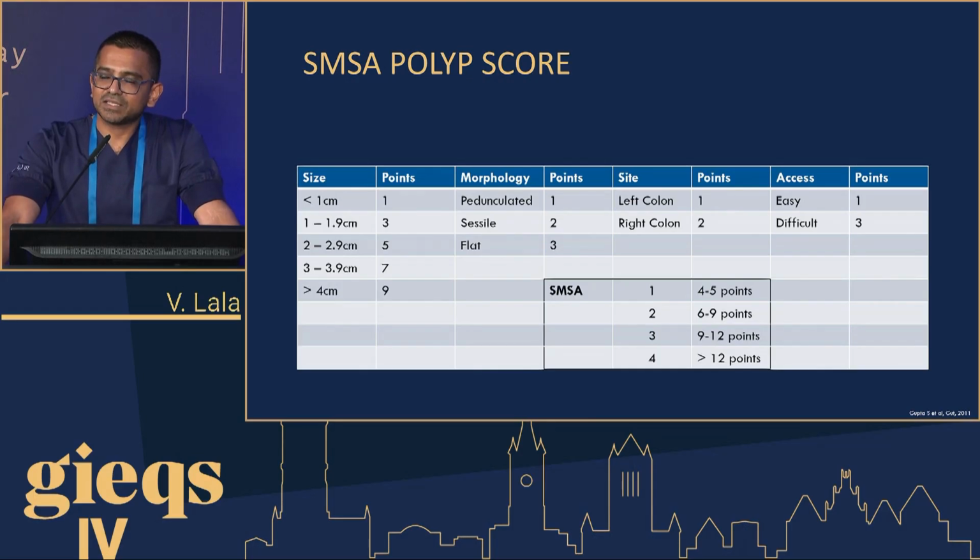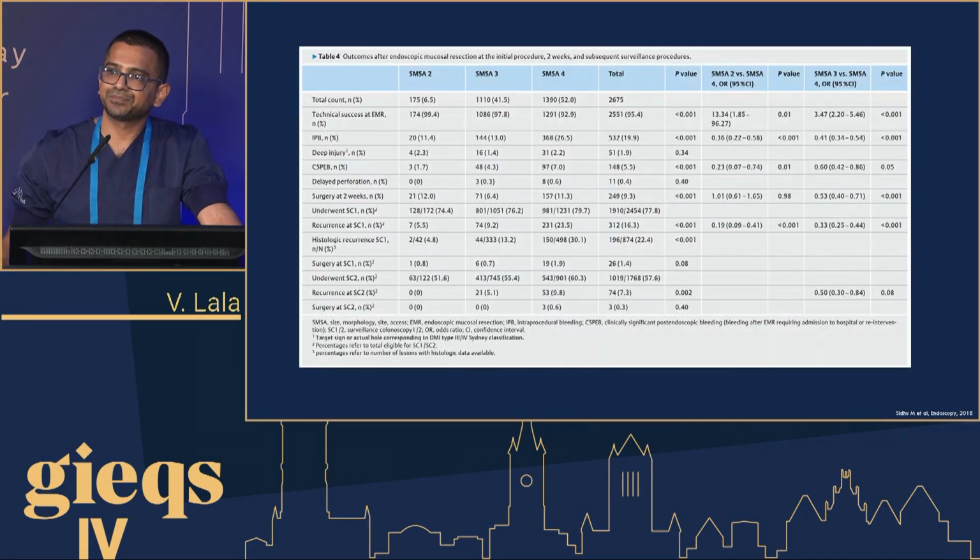So what is the SMSA score? The SMSA score simply stands for the size, morphology, site, and access of the polyp. Larger polyps, more flat lesions, polyps on the right side, and polyps with difficult access score higher. Using this score, you can risk stratify polyps according to SMSA levels between 1 and 4. So an SMSA level 1 polyp is the easiest polyp and an SMSA level 4 polyp is the most difficult to resect.